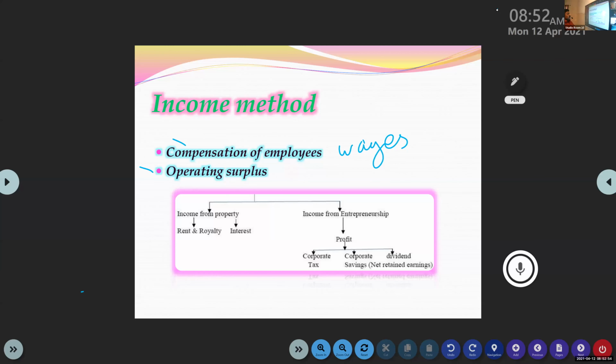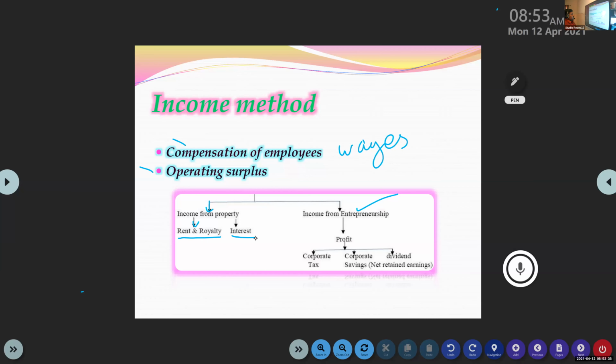Okay, operating surplus, that is income from the property, factors of production. Clear or not? Or income from the entrepreneurship. So income from the property, that is what? Rent and royalty, and interest for capital investment. Okay, write that down. Operating surplus, that is income from the property: rent and royalty, interest for the capital investment.